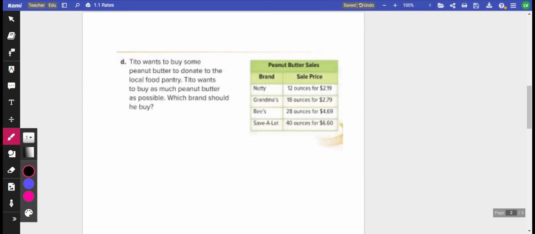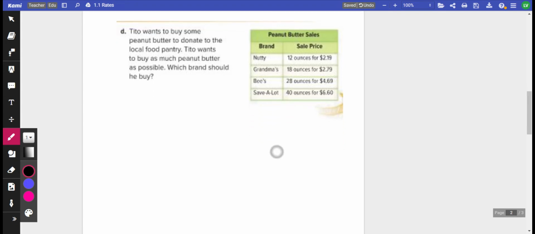Letter D. Tito wants to buy some peanut butter to donate to the local food pantry. Tito wants to buy as much peanut butter as possible. Which brand should he buy? There are 4: Nutty, Grandma's, Bees, and Save-A-Lot. So we need to find the unit price of each of these to know which one is the best buy.